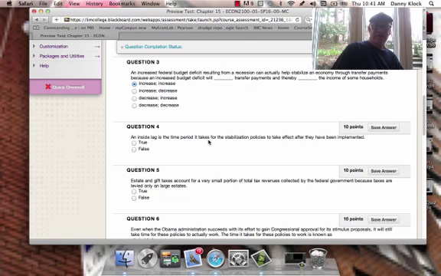Question 3. So this is what automatically happens when a recession happens. Of course, there's going to be more spending on food stamps because more people are laid off, and it's going to increase budget deficits, these automatic stabilizers.